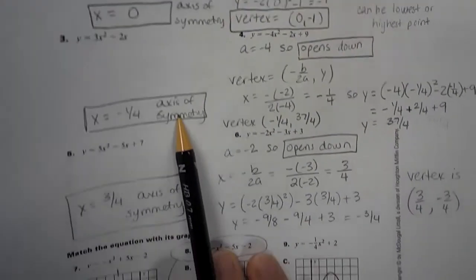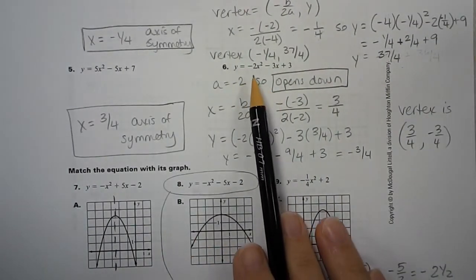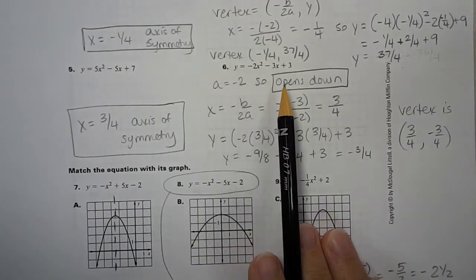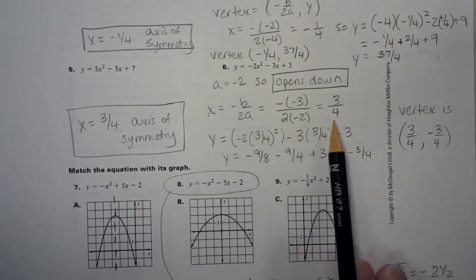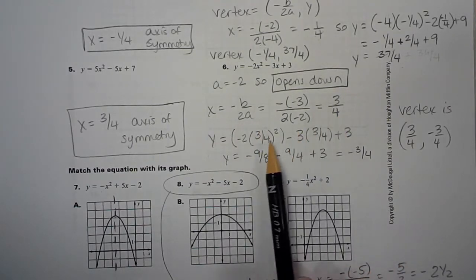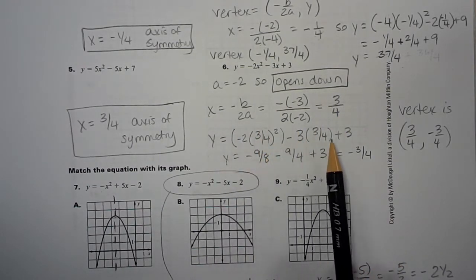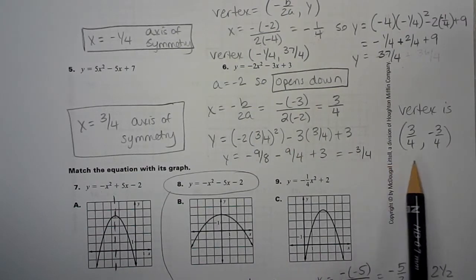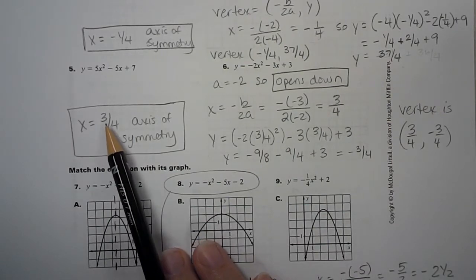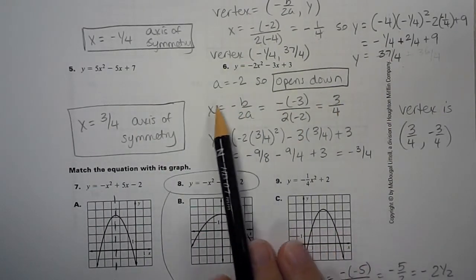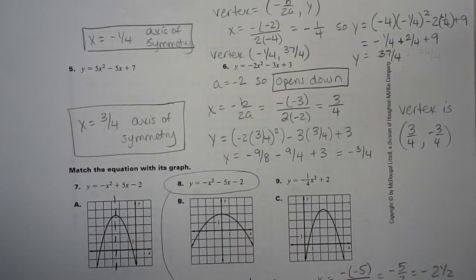Same thing when you look at number 6. A is negative, so it opens down. Calculate my x based on this formula. Plug my x value into the equation to get my corresponding y value. So I now have my vertex. And x is equal to 3/4, or what you calculated over here. This happens to be your axis of symmetry.